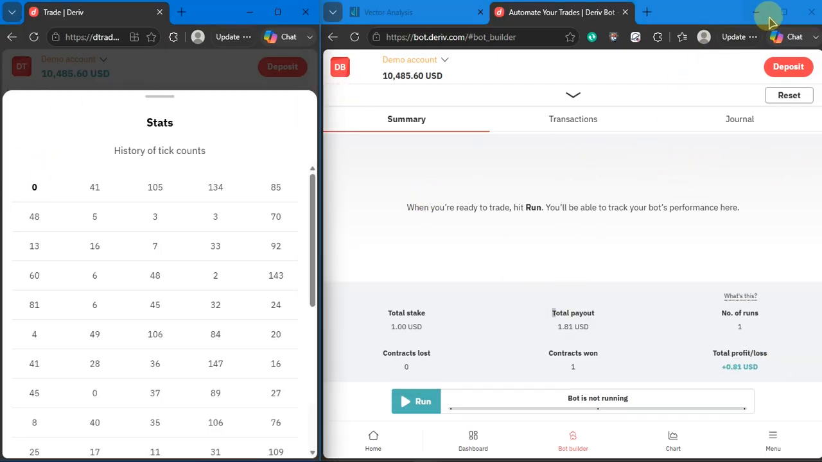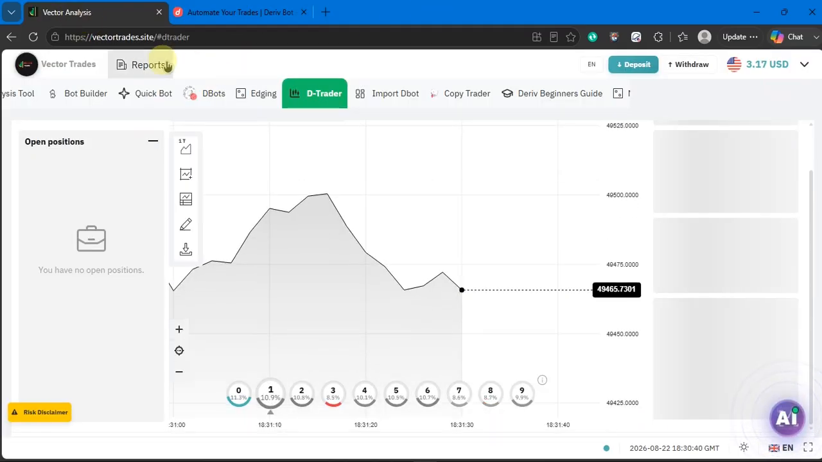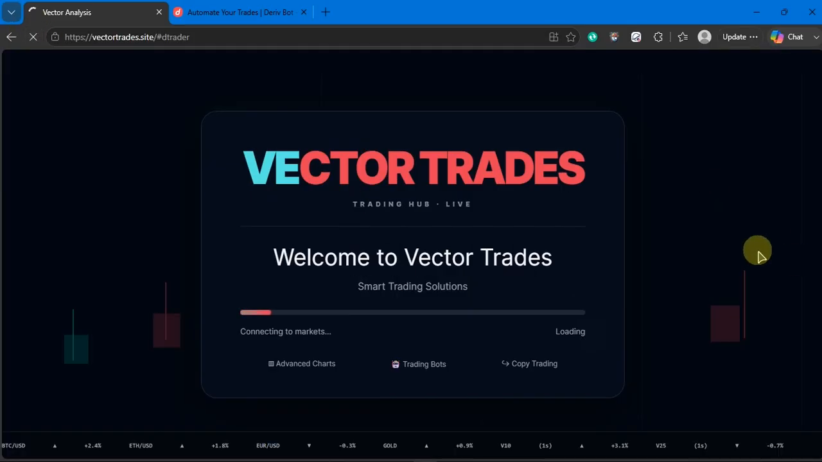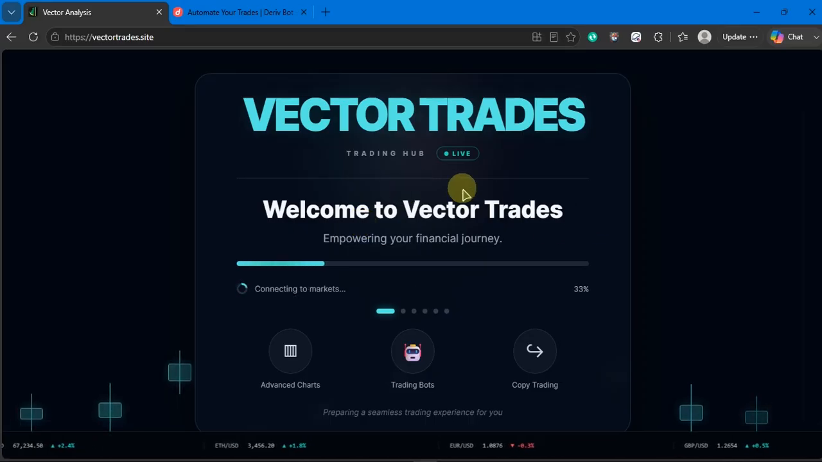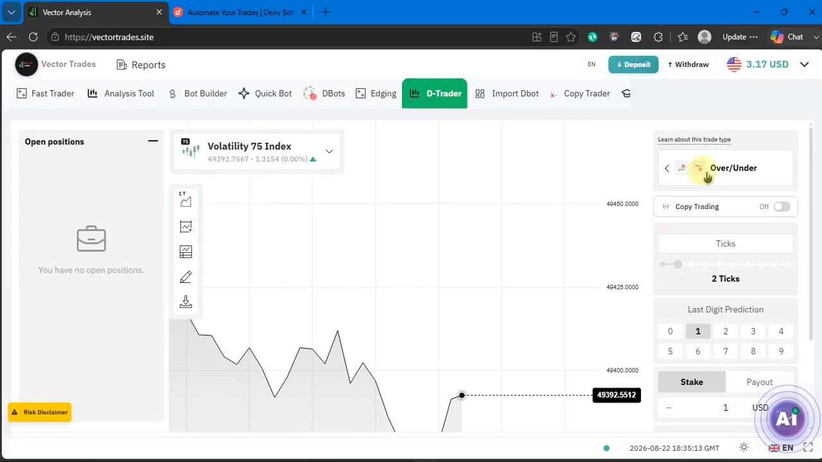The next strategy is a strategy of over and under, and in that strategy we will be using this site, vectortrades.site. This is a site. You just access it, log in with your Deriv account, and you should be here. When you are here, what you need to do, just choose the trader, and then after choosing the trader, I just refresh this so that we can see everything here. So this is the trader, and I'll be trading over and under.